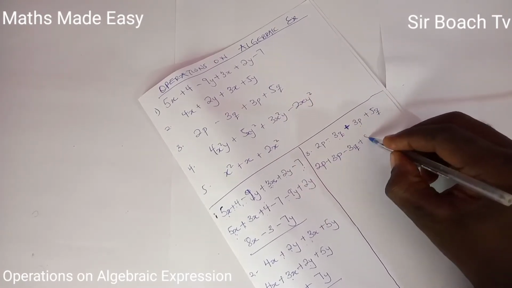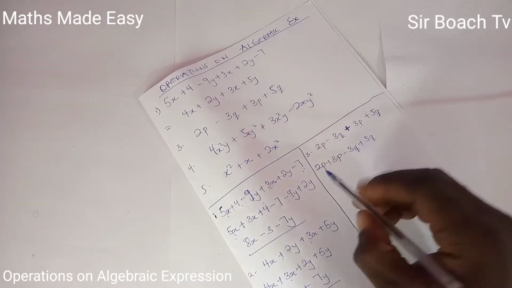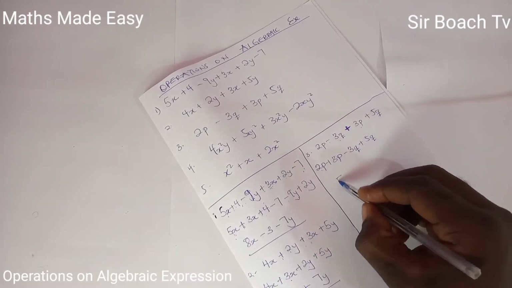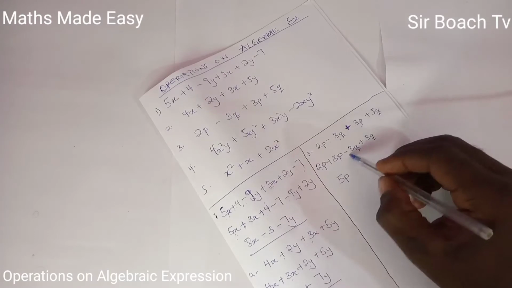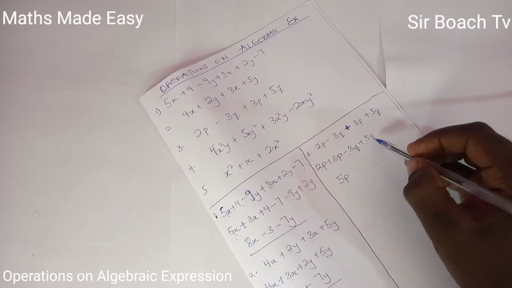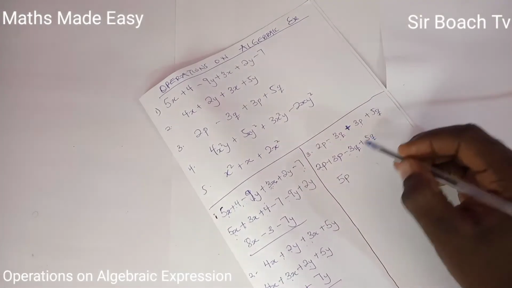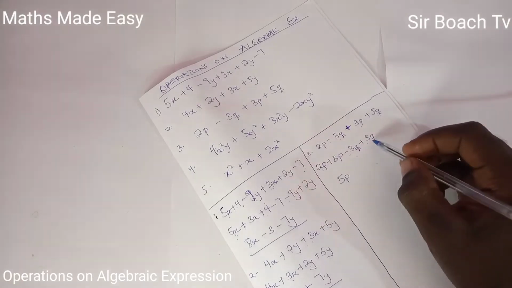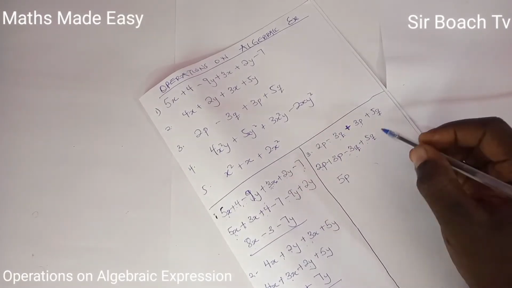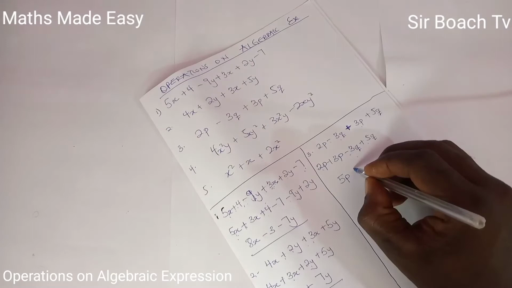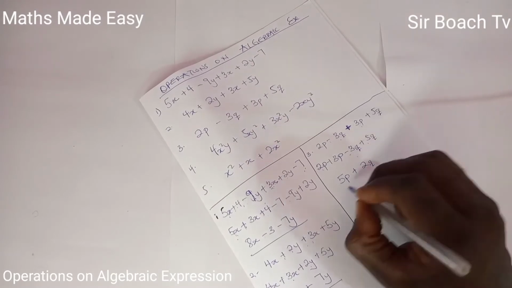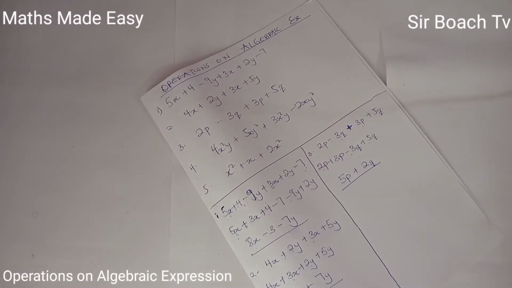Now 2p plus 3p gives me what? 5p, because they are all p, we can add them. Minus 3q plus 5q. If you are owing 3 and you have 5, you are owing someone 3, and you have 5 to go and pay, you go and pay and you are left with 2 in addition. So you are left with plus 2q. That is all. So simple like that. Now let's go to the fourth one.